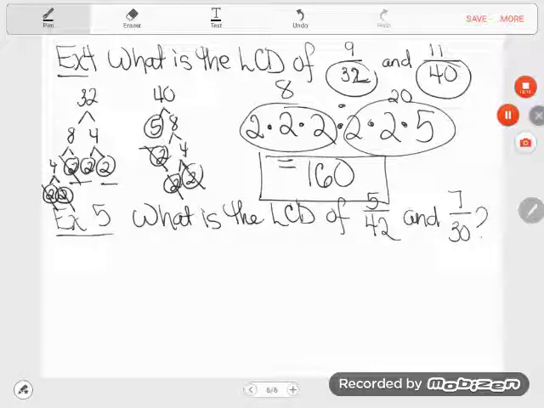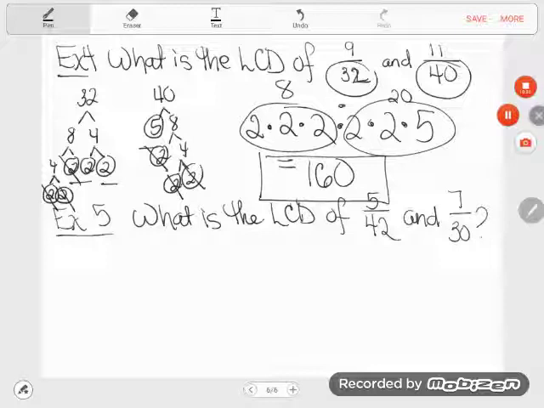Okay, almost done. Last example. And this is the one poor Shelby has put up with now with like 30 minutes of videos just to get to the one problem she asked about. Okay, so here it is. What is the LCD of 5/42 and 7/30?